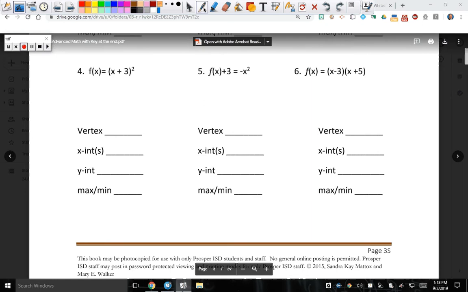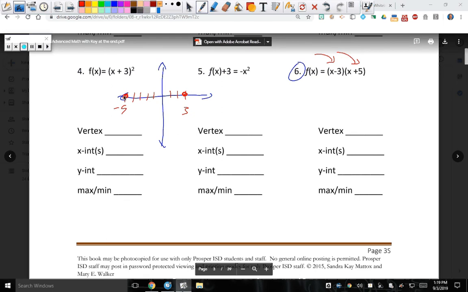All right. So from these three, which one do y'all want to do? 6. What form is this? This is factored form. So immediately what I want you to think of is the graph at x-intercepts what? 3 and negative 5. Is it looking up or down?